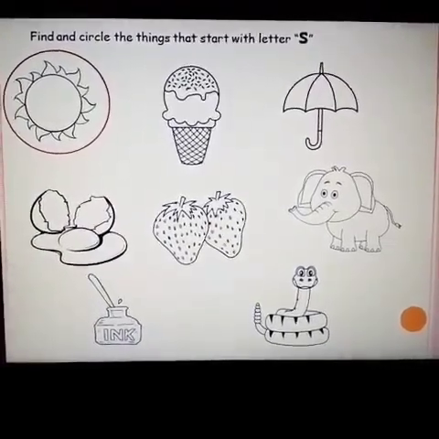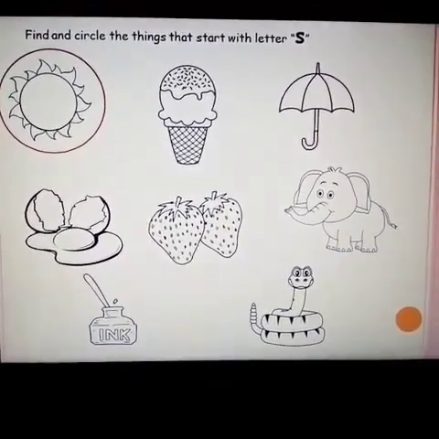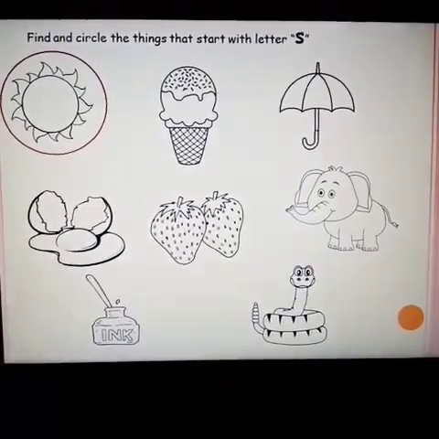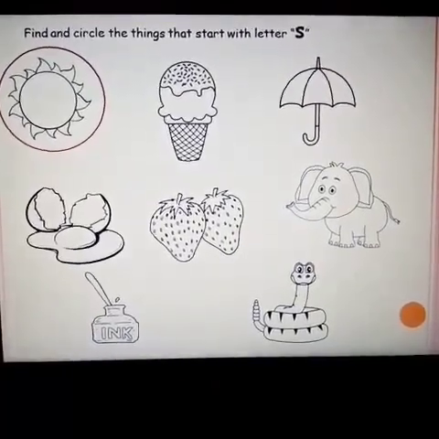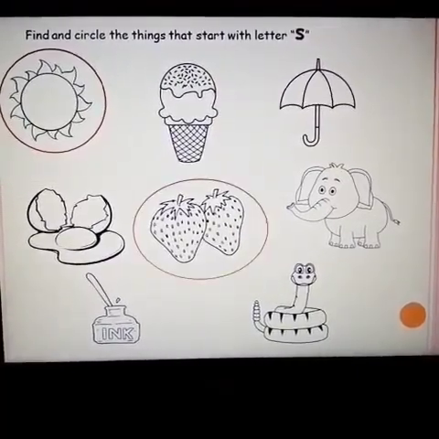Next is ice cream, umbrella, egg, no. Strawberry. Look, their beginning sounds are same. So we will circle strawberry like this.